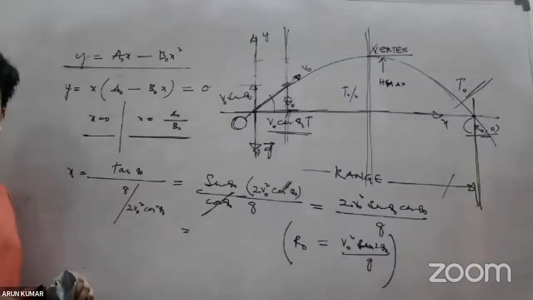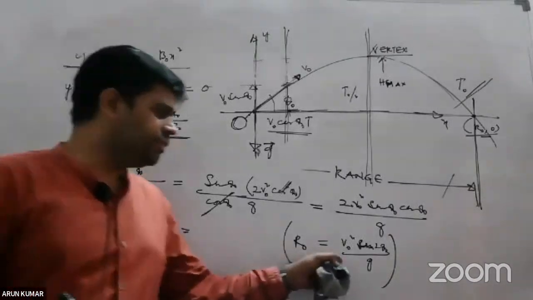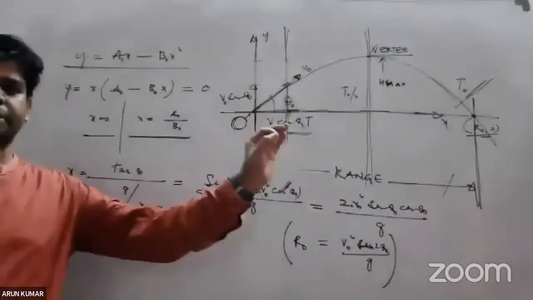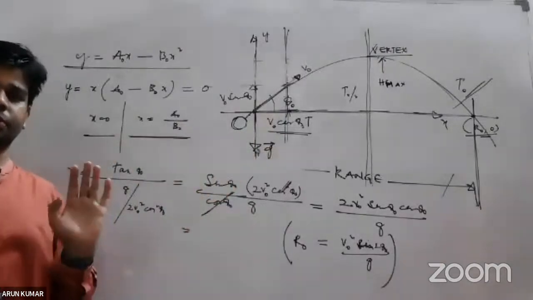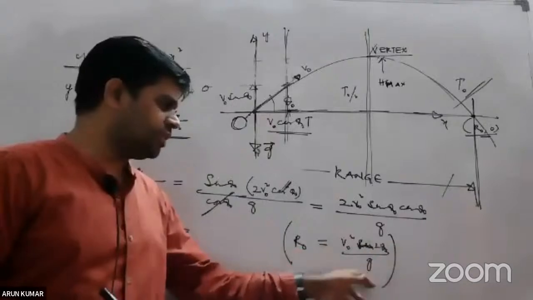All right. If motion in a plane is covered in your class, you can recollect that the range of the particle is given by V naught square sin 2 theta by G. I have derived it without entering into kinematics yet, from geometry. So the range of the particle is V naught square sin 2 theta by G.